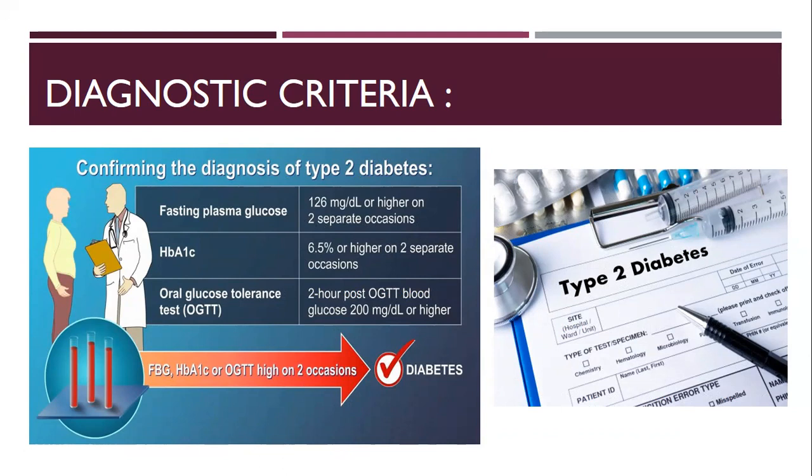We can also do a test which is known as the oral glucose tolerance test. In this test, we administer glucose to the patient orally, and after 2 hours, we measure the level of glucose in the blood. If it is found to be 200 mg per deciliter or higher, then it will confirm the diagnosis of type 2 diabetes.